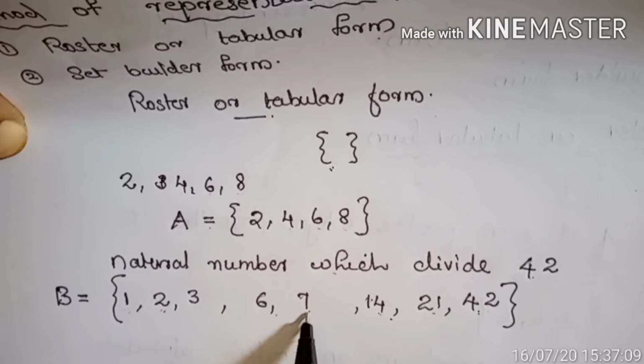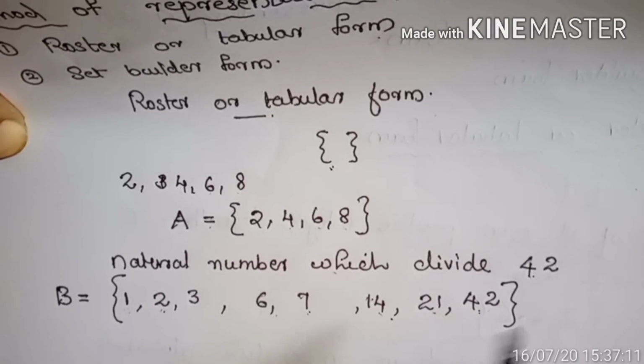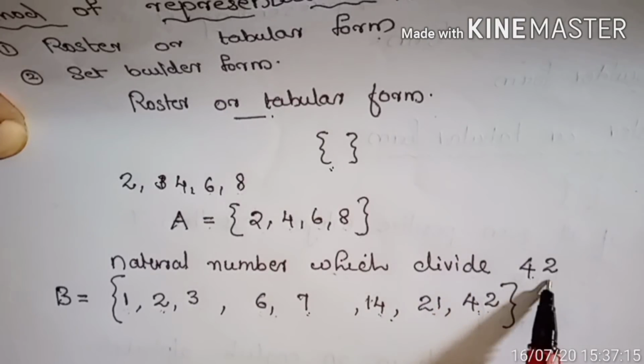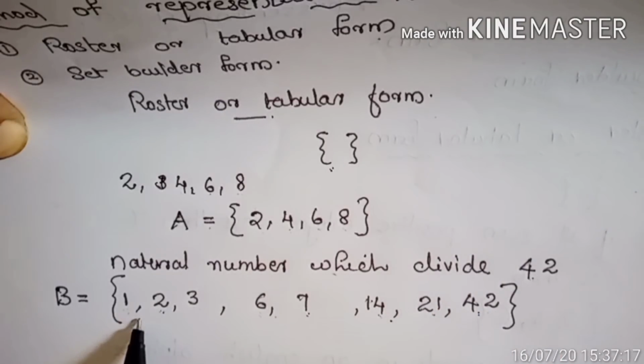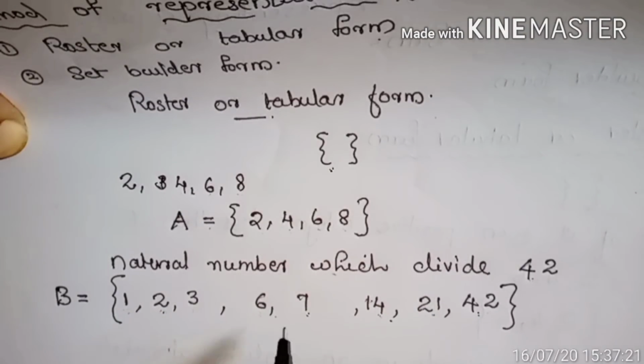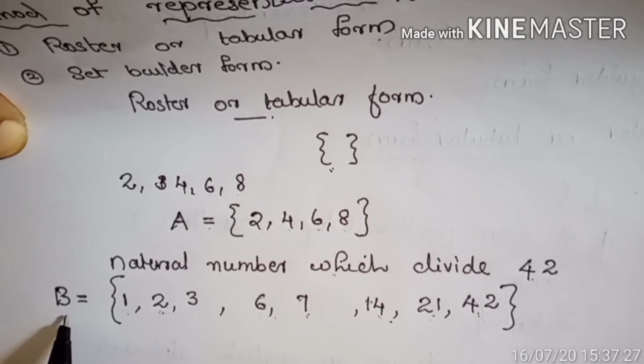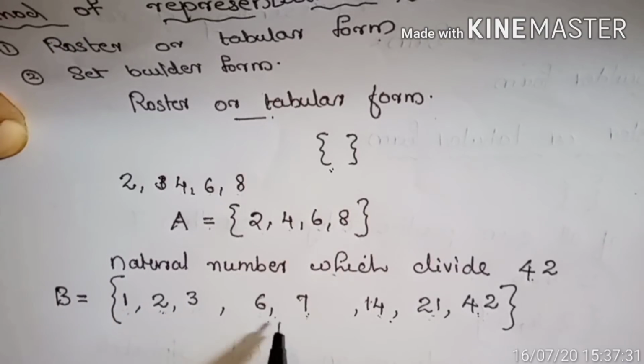Next, 6 and 7. 6 into 7 equals 42. So, 6 and 7 are divisors of 42. So, these are the numbers which can divide 42: 1, 2, 3, 6, 7, 14, 21, 42. So, we can write this as B equals {1, 2, 3, 6, 7, 14, 21, 42}.